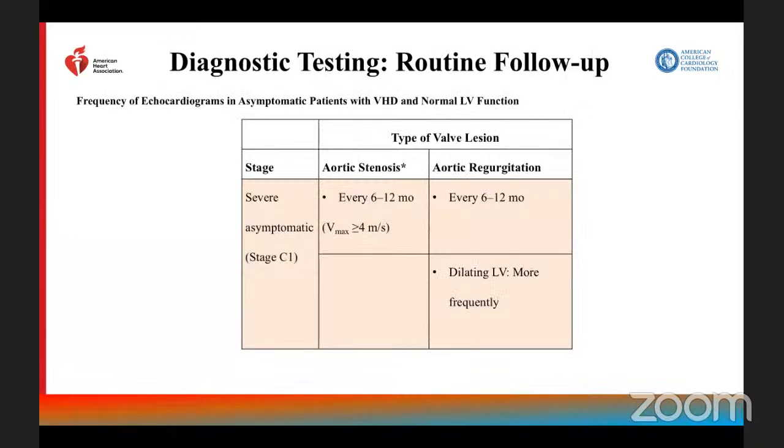In patient with severe asymptomatic, which is class C1, the patient with aortic stenosis will go for echo every 6 to 12 months, and for aortic regurgitation every 6 to 12 months. And if the patient has a dilating LV, he will have to go more frequently to do echo.